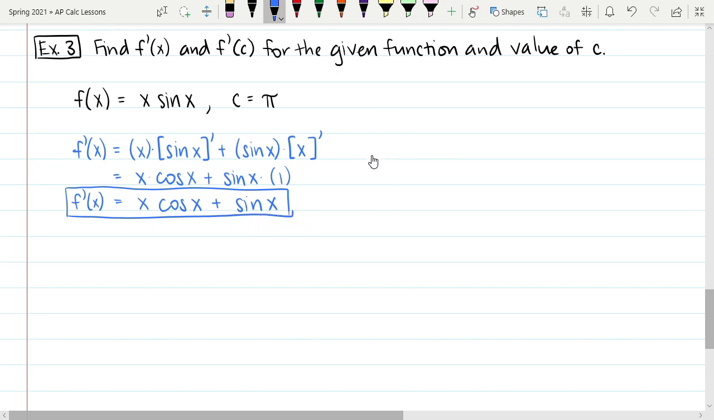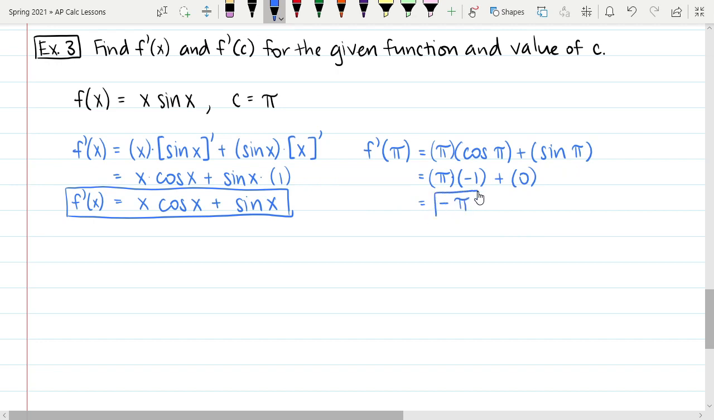But now the question's also asking us to find f prime of c. And in this case, c is pi. So I'm trying to find f prime of pi. Well, that just means I'm going to substitute into the f prime of x that we just found. So I'm going to have pi times the cosine of pi plus the sine of pi. Well, that means I'm going to have pi times, now cosine of pi, remember, is -1. And then sine of pi is 0. And finally, that just gives me a negative pi.